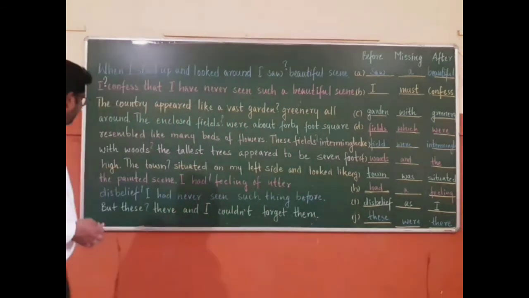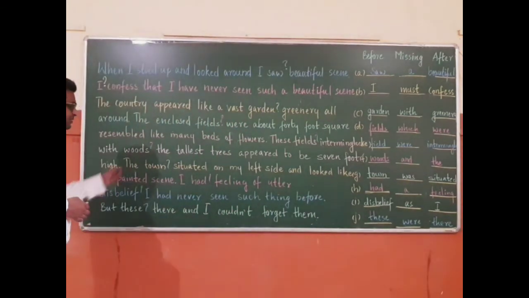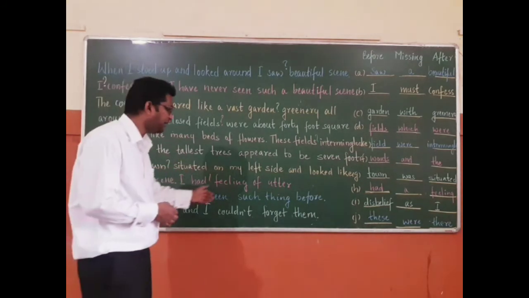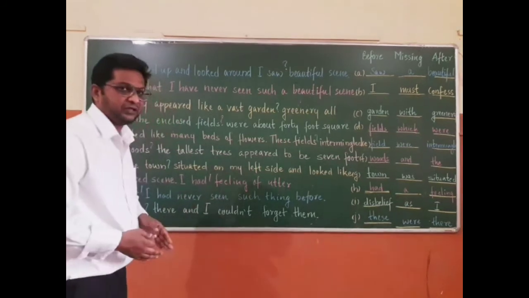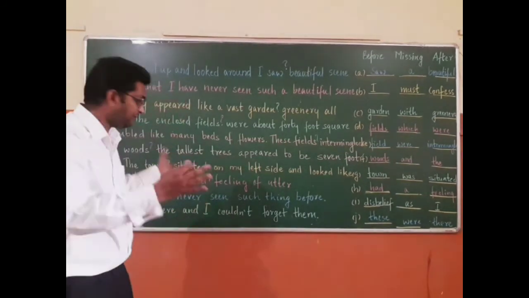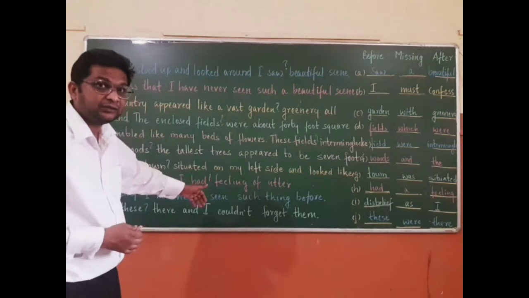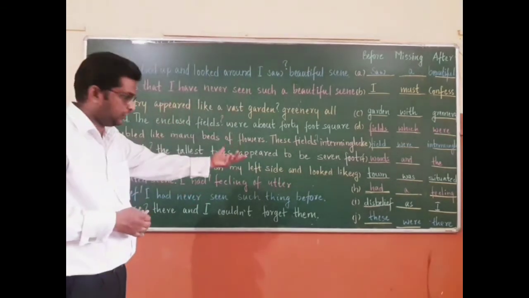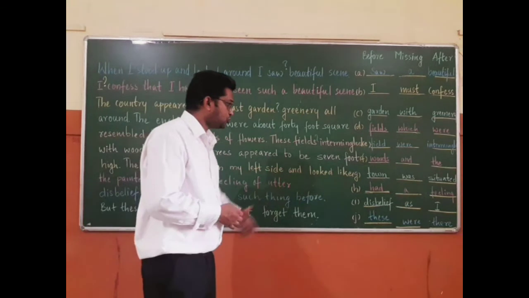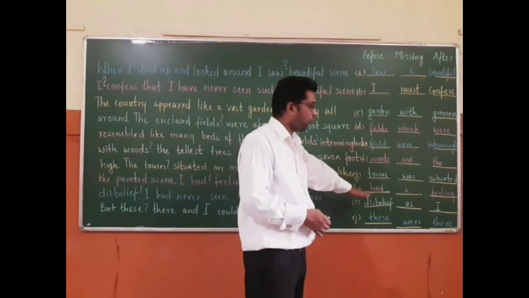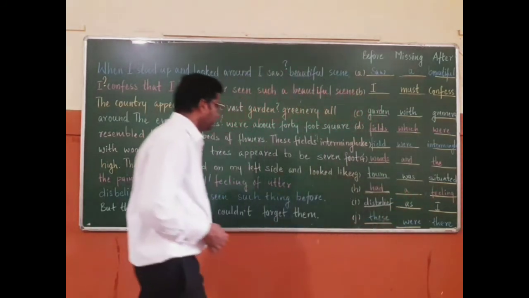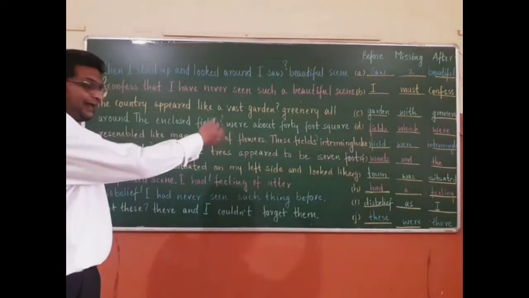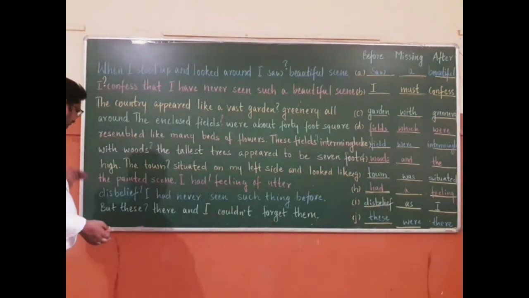See the next sentence. The painted scene I had feeling of utter. You see here again, something is missing. The connectivity is broken, the relevance is broken. I had a feeling of utter. So had will come before, feeling will come after, and a will be the missing word. That is an article.